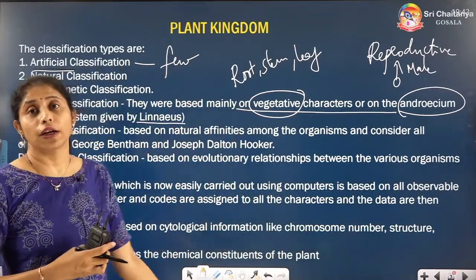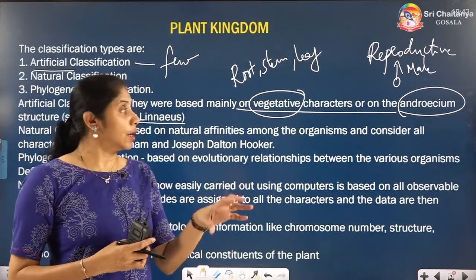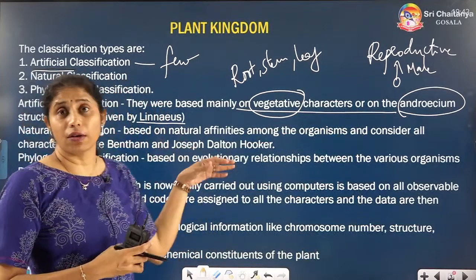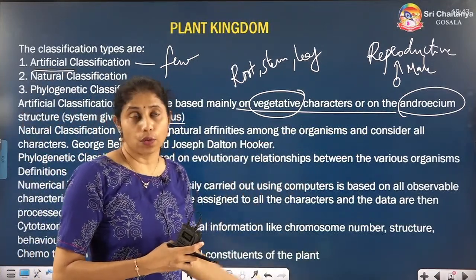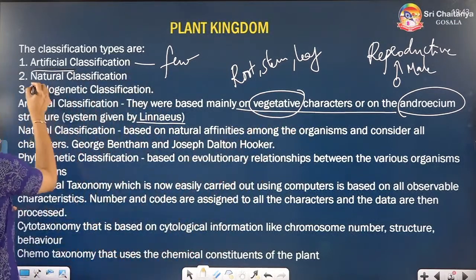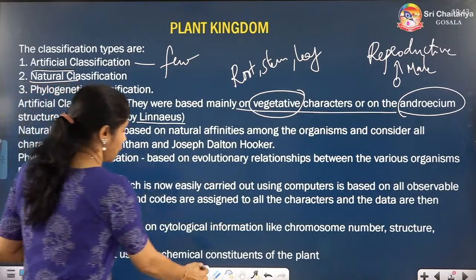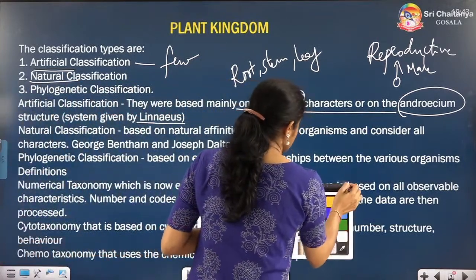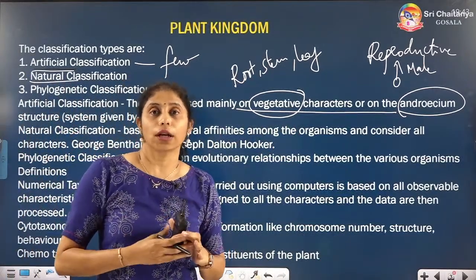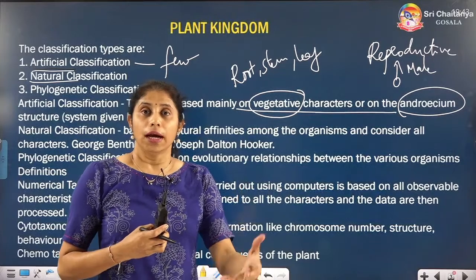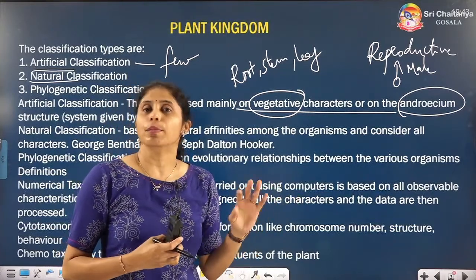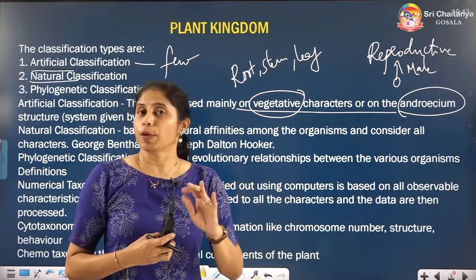You know the flaws of the artificial system of classification: it gave equal importance to vegetative and reproductive characters, and it did not consider all the characters of the plant. So it has some drawbacks. Because of that, the next system came into existence, that is the natural system of classification. In the natural system, we can consider almost all the observable morphological characters. Suppose, for example, one plant has 100 characters, you can consider all 100 characters of the plant. That is the natural system of classification.